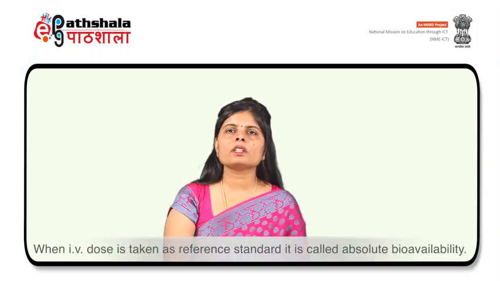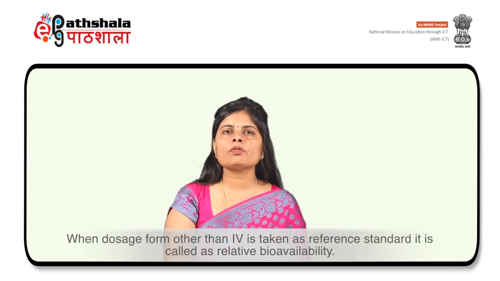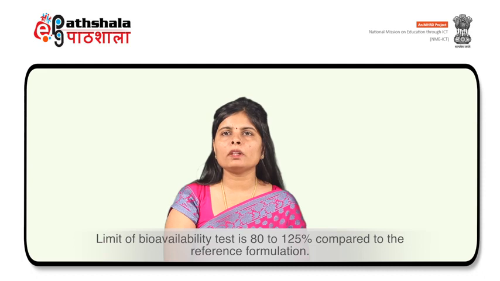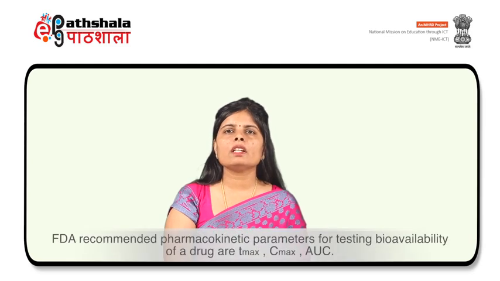When an intravenous dose is taken as a reference standard, it is called absolute bioavailability. When a dosage form other than the intravenous route is taken as a reference standard, then it is called relative bioavailability. The limit of the bioavailability test is 80 to 125% compared to the reference formulation. The various FDA recommended pharmacokinetic parameters for testing bioavailability of a drug are Cmax, Tmax, AUC.